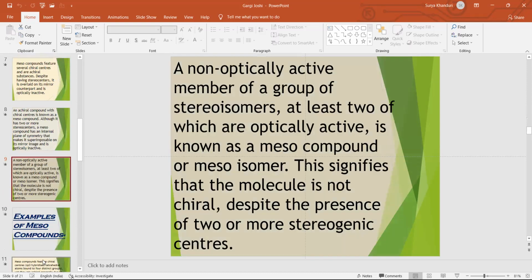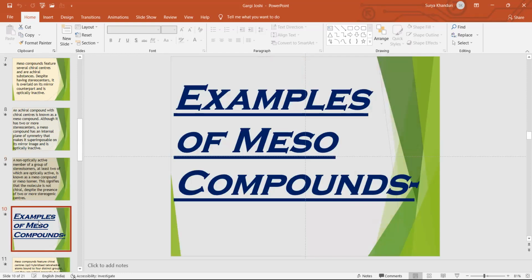A non-optically active member of a group of stereoisomers, at least two of which are optically active, is known as a meso compound or a meso isomer. This signifies that the molecule is not chiral despite the presence of two or more stereogenic centers. So now let's see some examples of meso compounds.